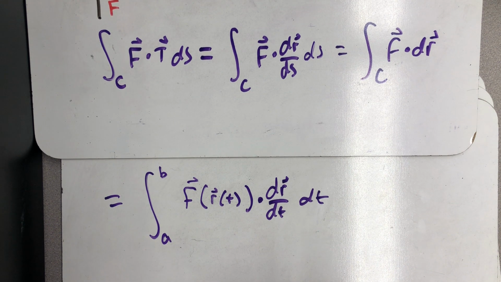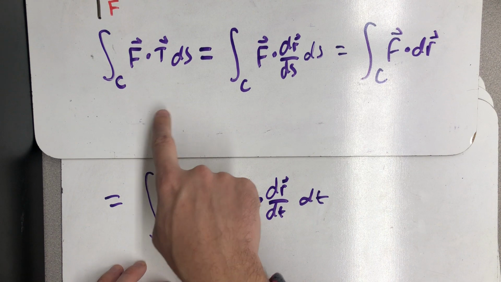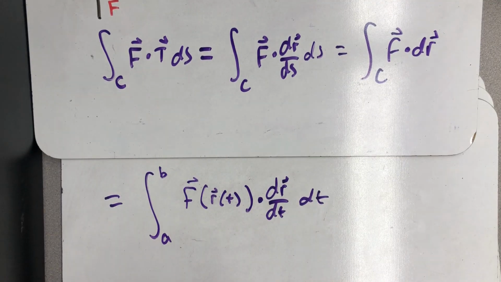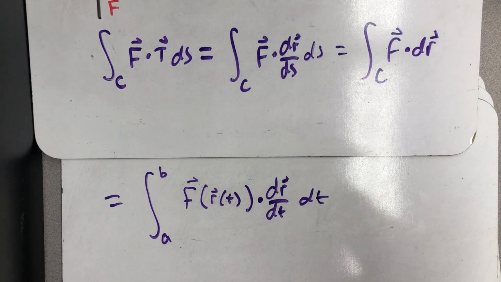I like to talk about work when I'm getting started on this, but this works for any kind of vector field. This is the definition of a line integral of a vector field, and we can use any of this notation, and this is our calculation formula, and we'll see that in our next example.